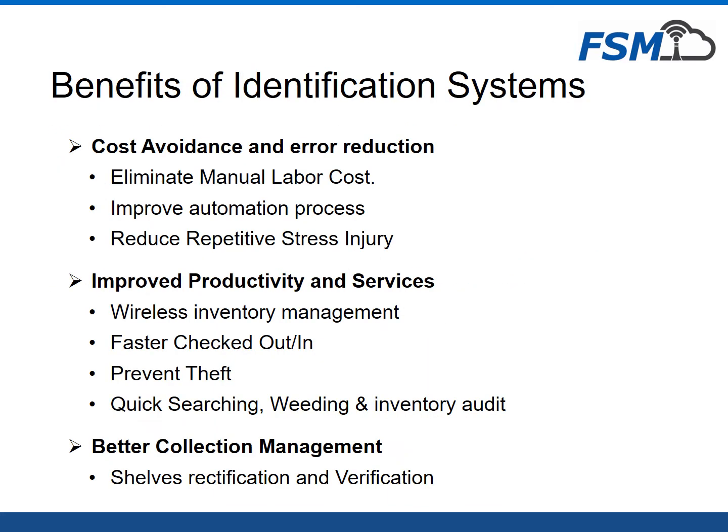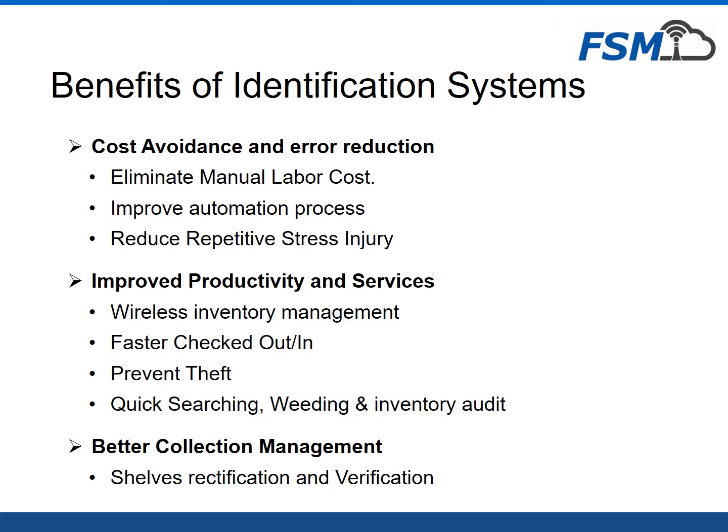I would say some of the very salient benefits derived through identification systems deployed in automation is reduction of error, thereby leading to a lot of cost avoidance. It's the manual rework cost, the labor cost, and the repetitive stress injury, because something that is repetitive in nature will get monotonous, thereby opening a huge door for human error.